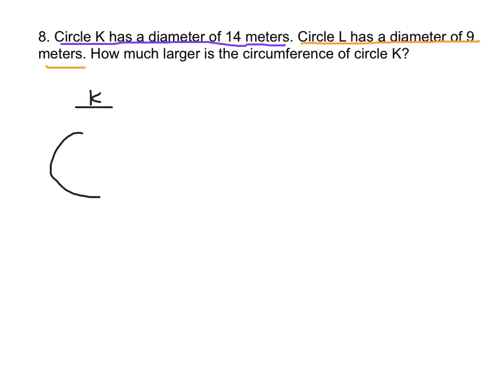So circle K has a diameter of 14. Diameter is a line that goes all the way through the circle and through the center. Circle L looks to be smaller and only has a diameter of 9. I want to know how much larger the circumference of circle K is. In order to figure out how much larger, I first need to figure out the actual circumference of both circles.